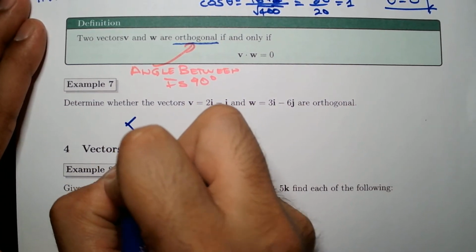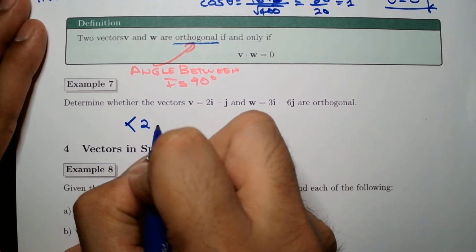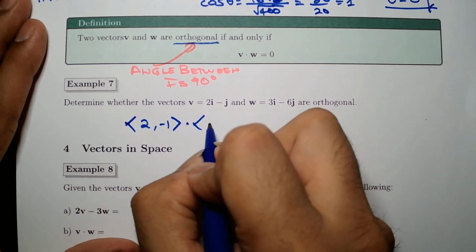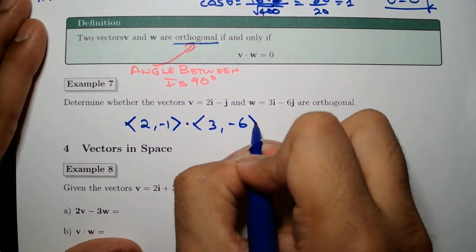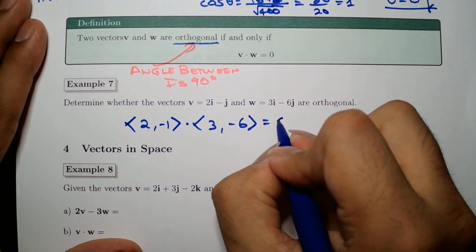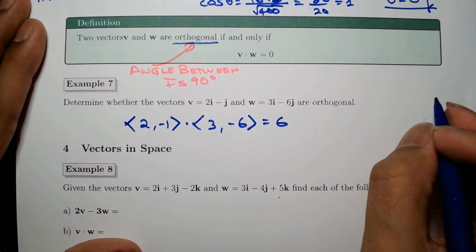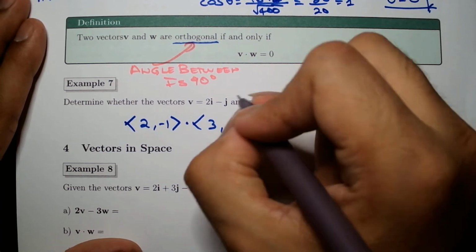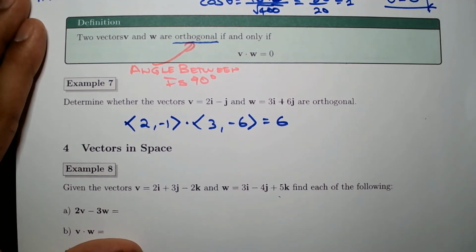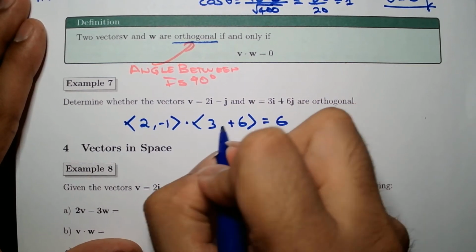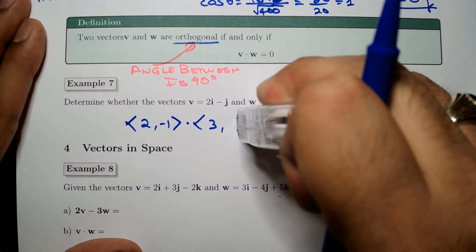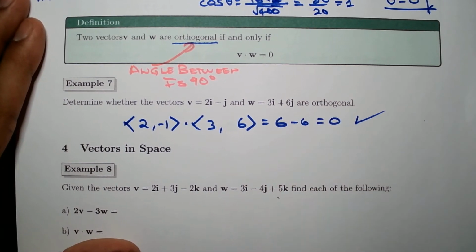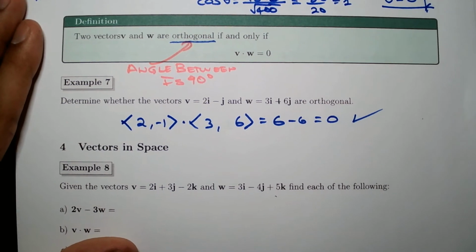So let's find the dot product of these 2 vectors. 2, -1 dotted with 3, 6. So 2 times 3, which is 6, and actually I think there's a little typo here. This one has to be positive. Let me just erase this sign. -1 times 6, that's a -6. That equals 0. So indeed, these 2 vectors are orthogonal.